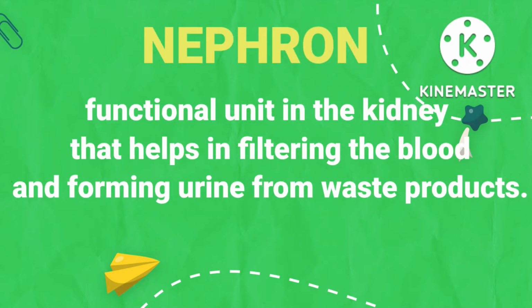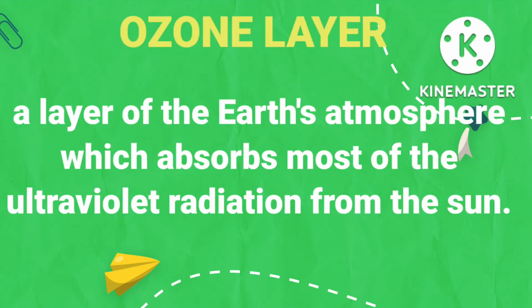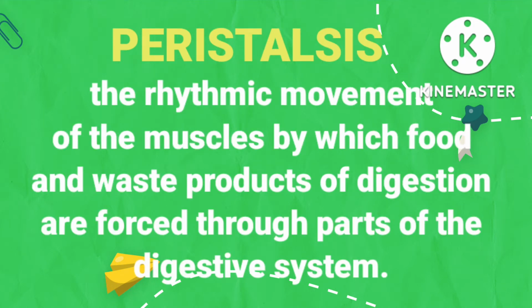Nephron. Functional unit in the kidney that helps in filtering the blood and forming urine from waste products. Nodules. Painful growths under the skin. Ozone layer. A layer of the Earth's atmosphere which absorbs most of the ultraviolet radiation from the sun. Percussion. Musical instruments played by striking with the hand or stick.